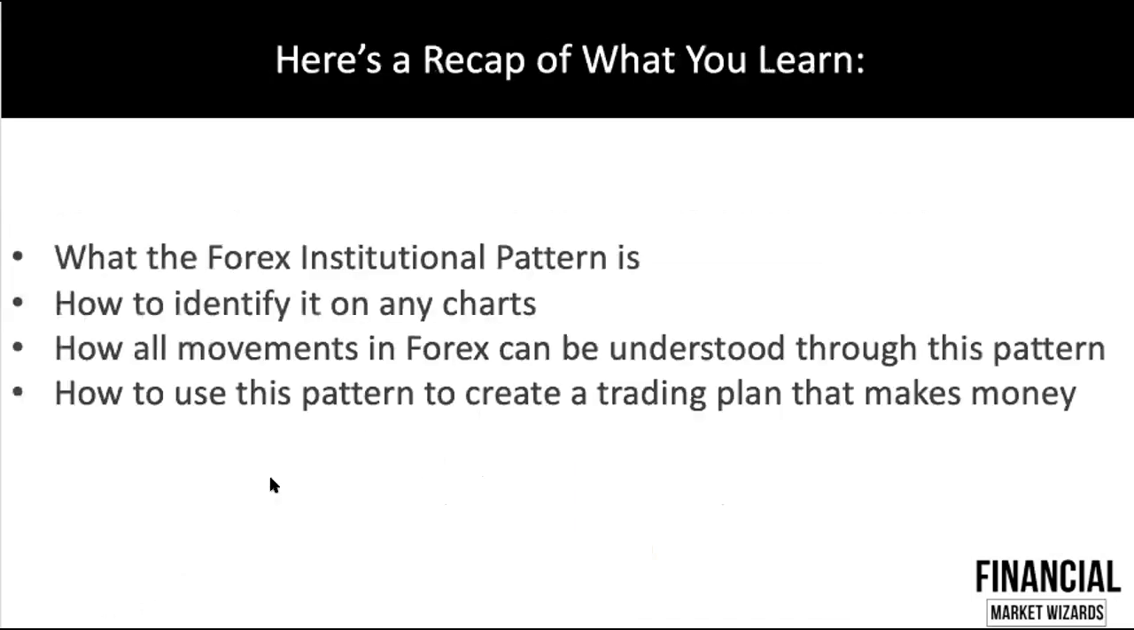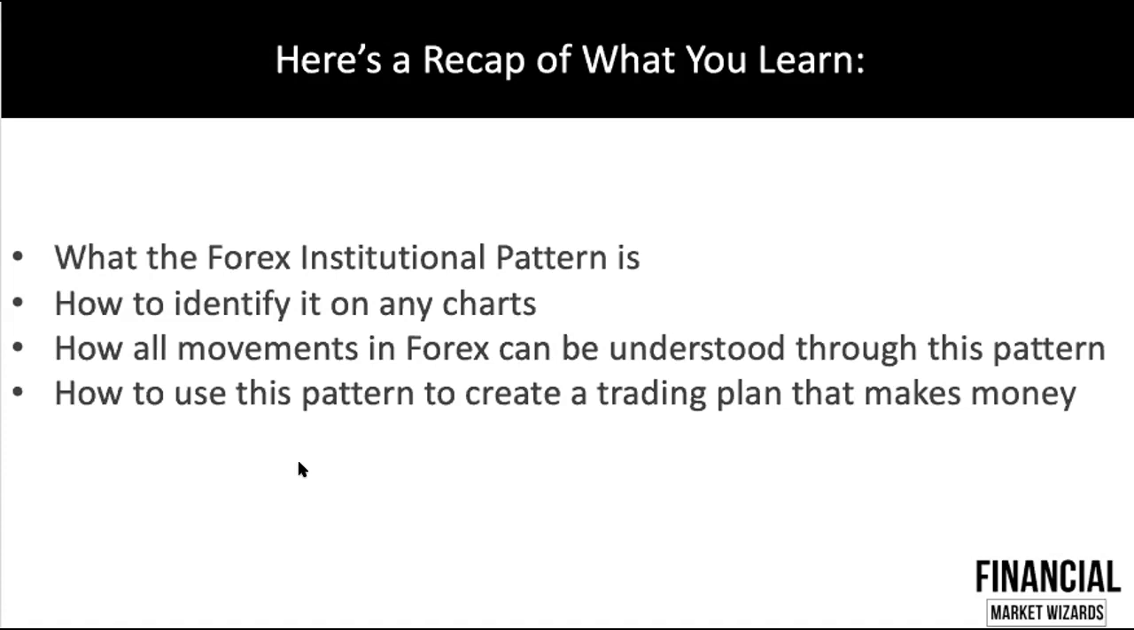So let me just end off by sharing a recap of what you actually learned. Earlier we talked about what the Forex institutional pattern is. We talked about how the big players, rather institutional players, use this pattern as their business model. Basically it consists of three phases: contraction, expansion, and trend. And we also talked about how trend is the phase that you want to be trading, because that is where you make the most money, because you are on the same page as the big boys.